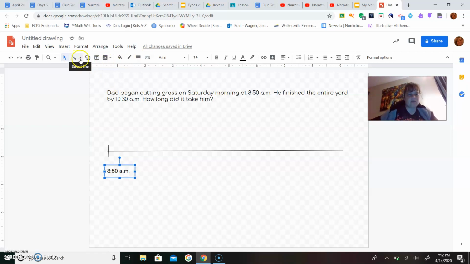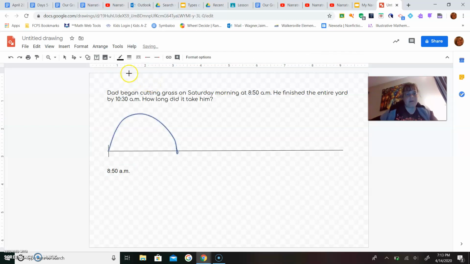I'm going to grab a scribble. I'm starting at 8:50 a.m., and just like before when we were identifying ending times or starting times, we're going to do little jumps of increments. So when I'm thinking of 8:50, if I were to add an hour, here's my 8:50, I'm going to jump one big jump, an hour, and then my ending time would be 9:50, because 8:50 plus an hour would be 9:50.